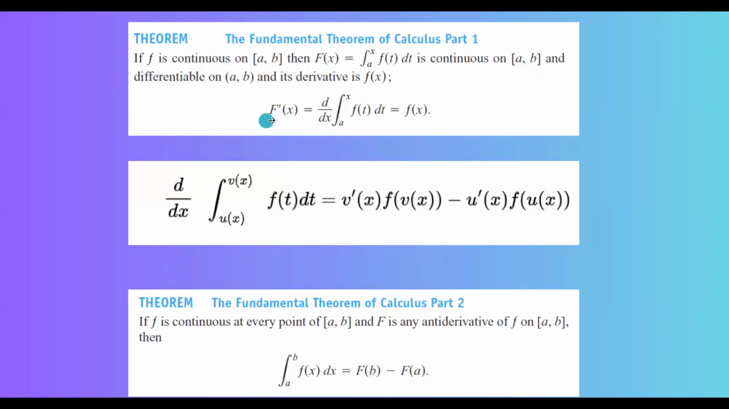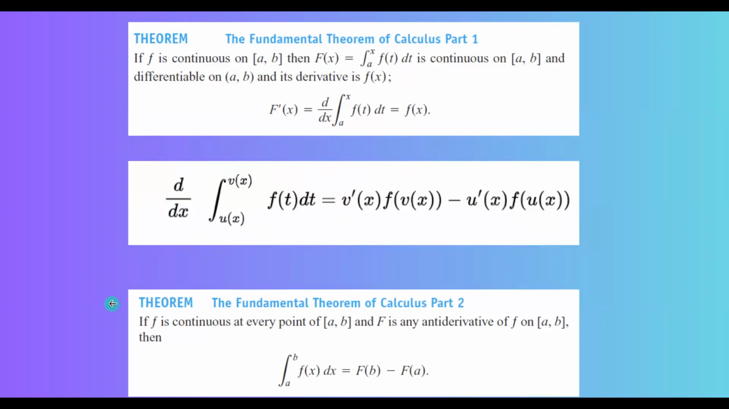You can basically take the derivative of this function, and it is equal to f of x if you have these two boundaries. But in more general form, if you have functions as lower bound and upper bound, taking the derivative is equal to the derivative of the upper bound, v prime of x, times f of v of x, minus the derivative of the lower bound, u prime of x, times f of u of x. They're basically applying the chain rule.